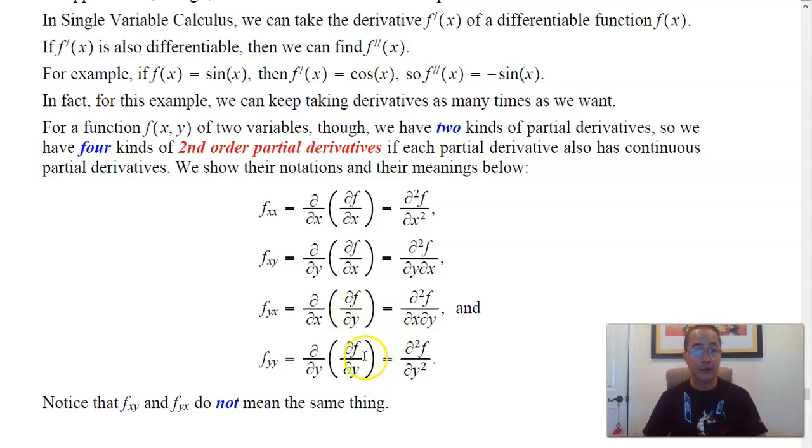This next symbol is, of course, the reverse of this next partial derivative. You take first the partial of f with respect to y, and then with respect to x. So that is written as fyx, and partial squared f with respect to y, and then with respect to x. They do not mean the same thing. Think about it. First you take the partial with respect to x, and then with respect to y. This is backwards. Take the partial with respect to y, and then with respect to x.